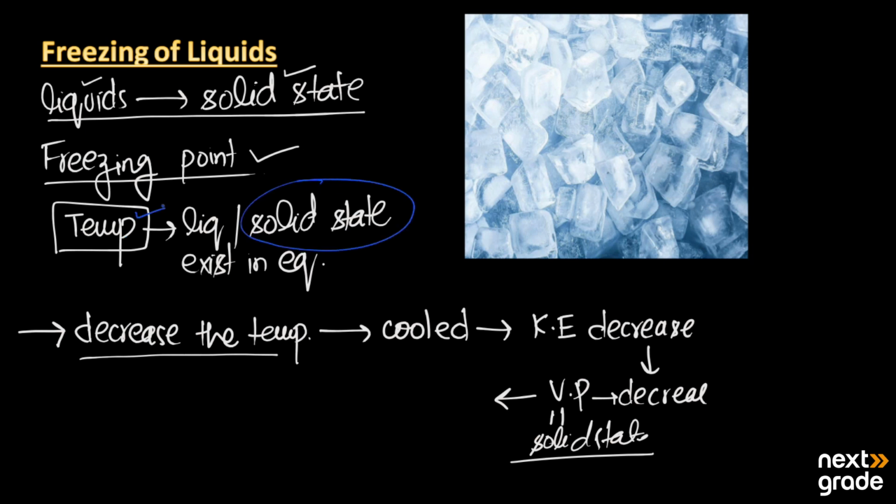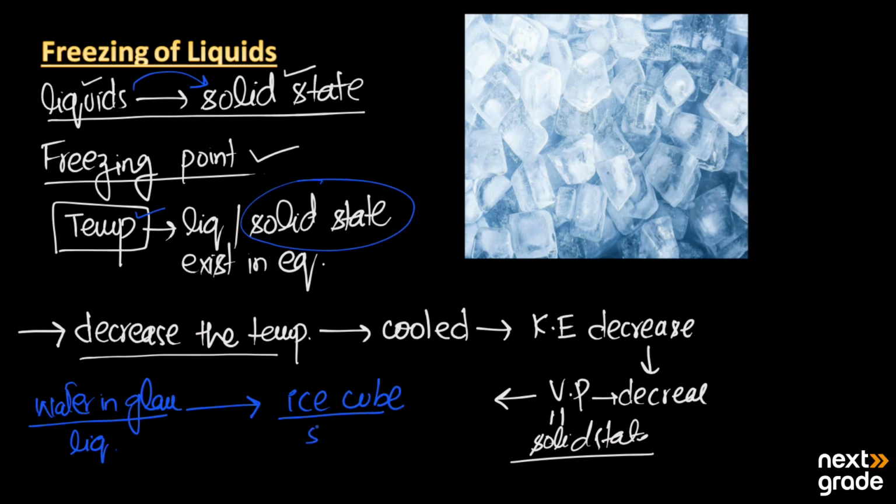Simply, we need to know the temperature at which the liquid changes into the solid state. This is known as the freezing point. For example, if we have water in a glass, this is its liquid state. But when we cool it down, it changes into ice cubes or simple ice. This is its solid state. As in this picture, you can see the ice: as the water started to freeze, after freezing it changes into ice.